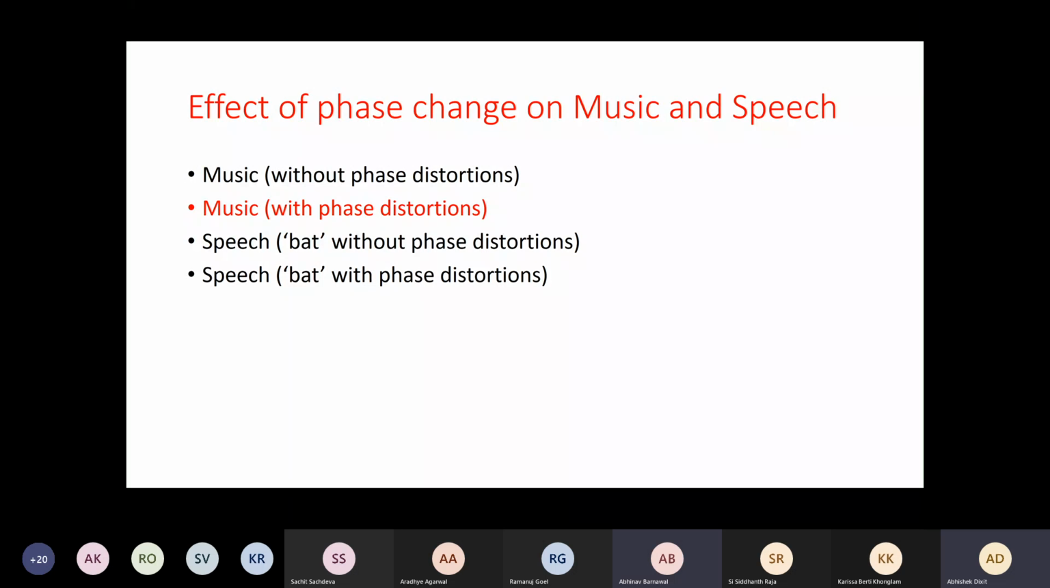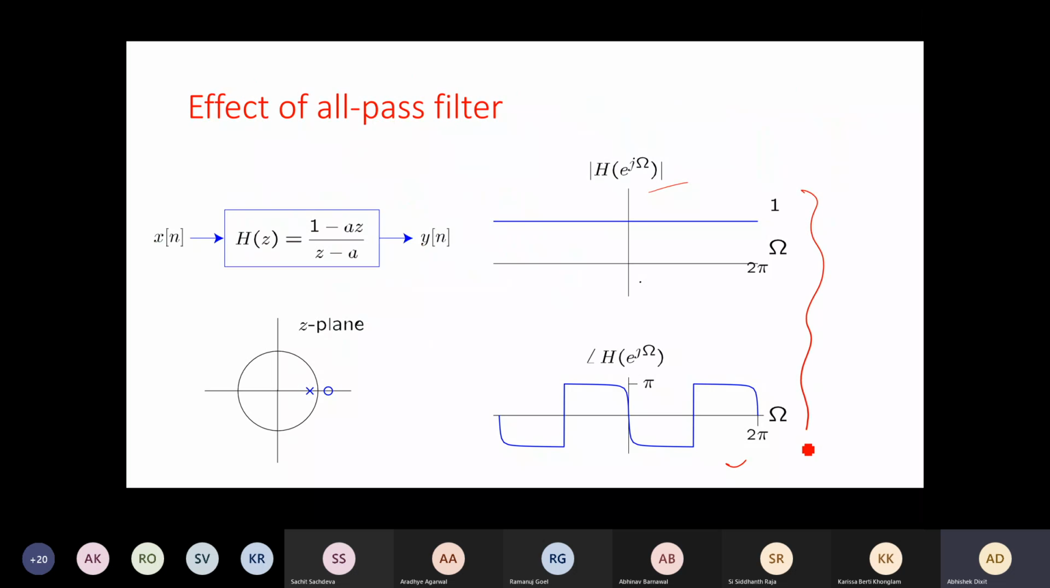Sir, so here did we apply any filter? Yes, of course. The filter that we applied for this case is this filter. Its magnitude remains unchanged when the signal passes through this LTI system, but phase distortions happen. So we are looking at the effect of this filter on the music signal. Okay, sir.